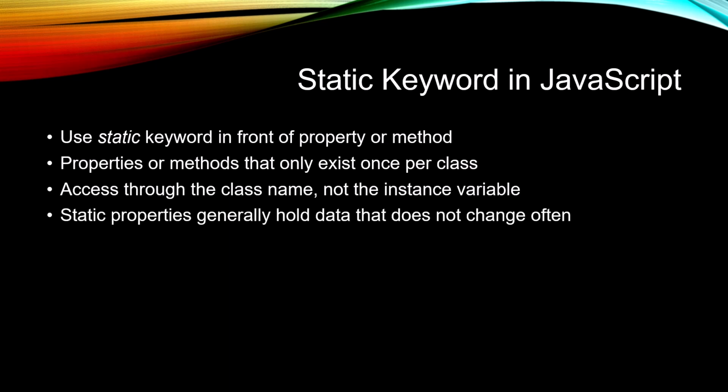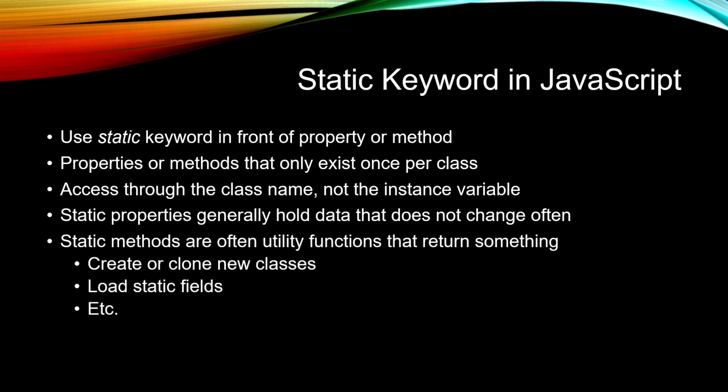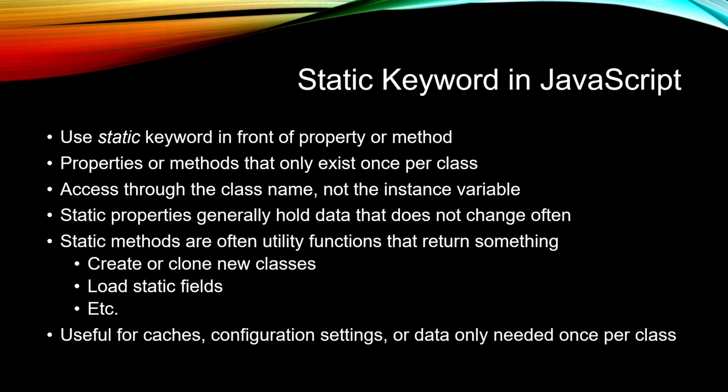Static properties are generally used to hold data that does not change very often, and we create static methods as utility functions that sometimes return something. They might create or clone new classes. They might load some fields from somewhere else, like a file. We use these a lot for caches, for configuration settings, or any data that only is needed one time per class.